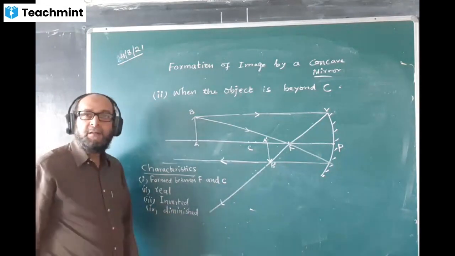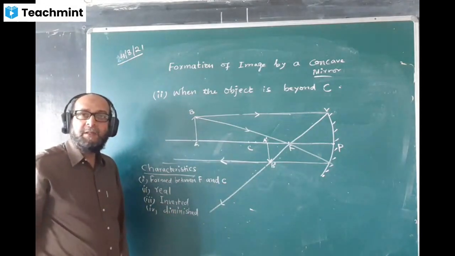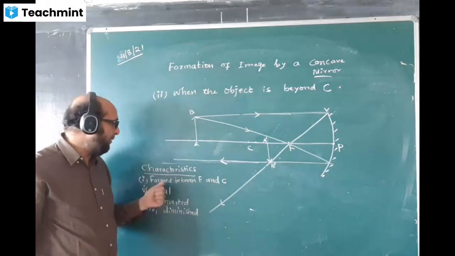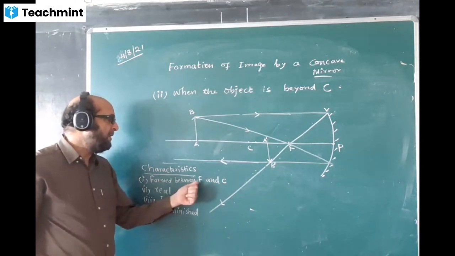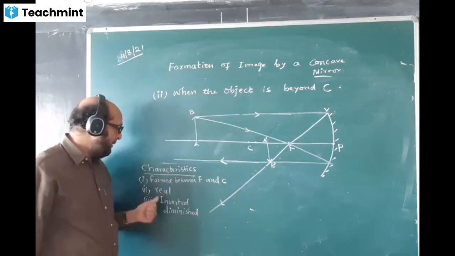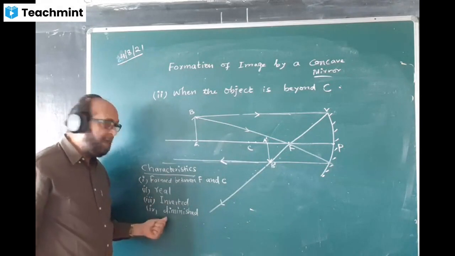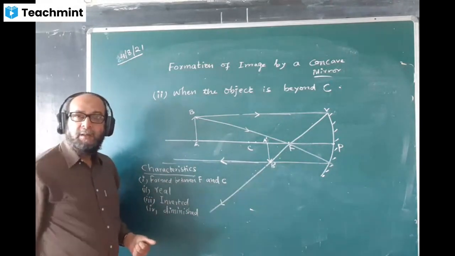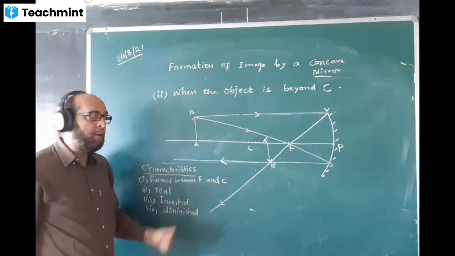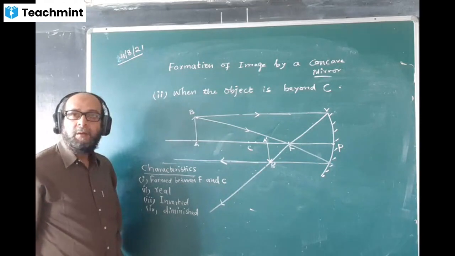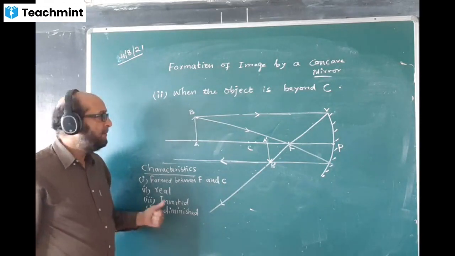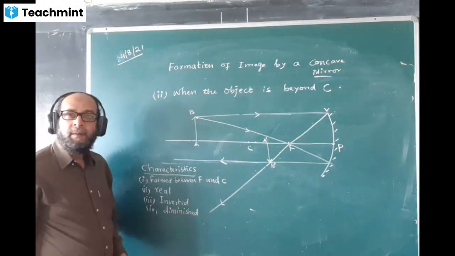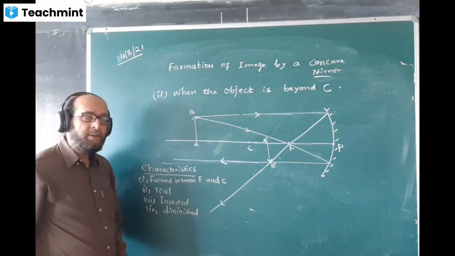So these are the characteristics of the image, or the nature of the image. Where is the image forming? First we mentioned that the image is formed between F and C. Real, inverted, diminished. It is diminished but not highly diminished like a point. In the first case the image was highly diminished, but now it is just diminished, just smaller, but not very small. Okay? Done? Finished, boys? Yes, sir.